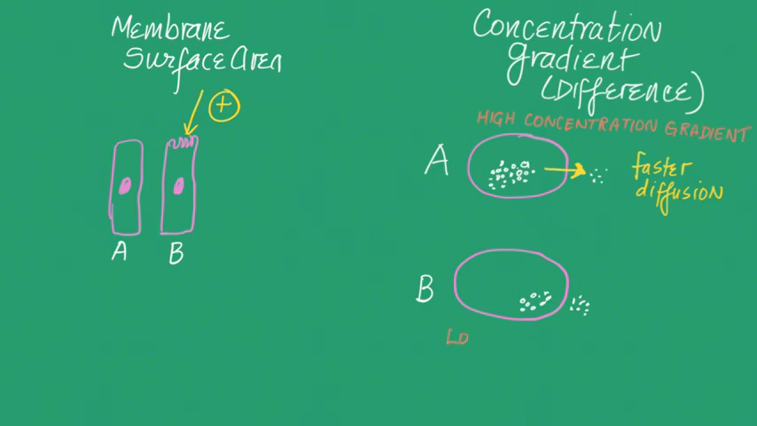With cell B, the difference between outside and inside is less, so it has a low concentration gradient. So the diffusion in cell B will be slower.